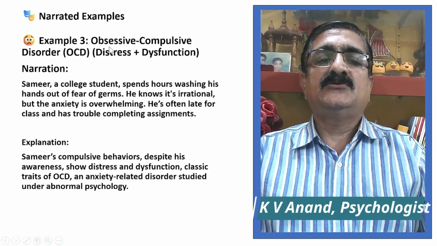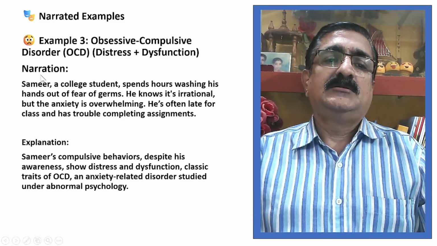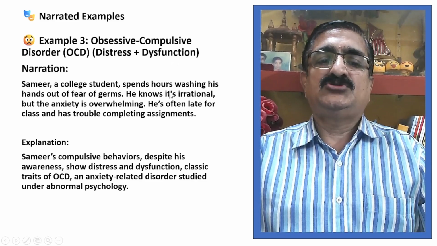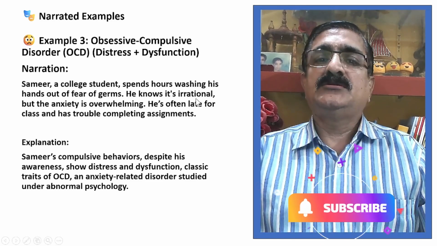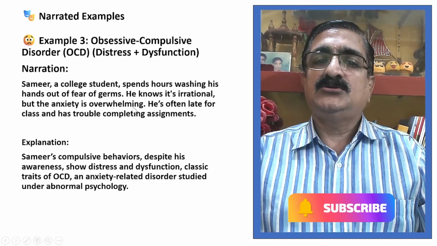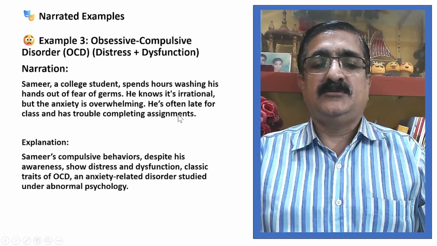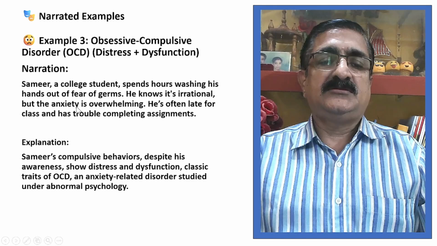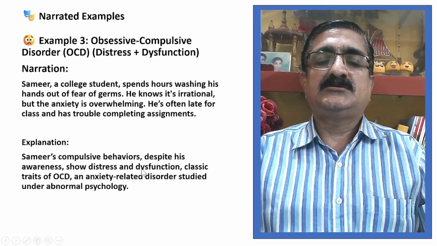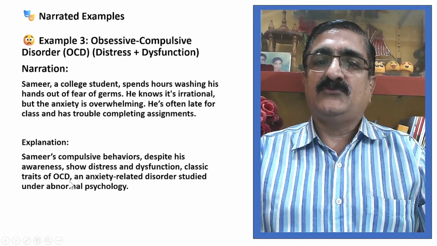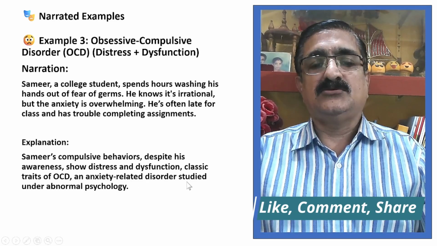The third example is of obsessive compulsive disorder. In this, we have distress and dysfunction. The narration is: Samir, a college student, spends hours washing his hands out of fear of germs. He knows it is irrational, but the anxiety is overwhelming. He is often late for class and has trouble completing assignments. The explanation for this narration is Samir's compulsive behavior, despite his awareness, shows distress and dysfunction, classic traits of OCD, an anxiety related disorder studied under abnormal psychology.